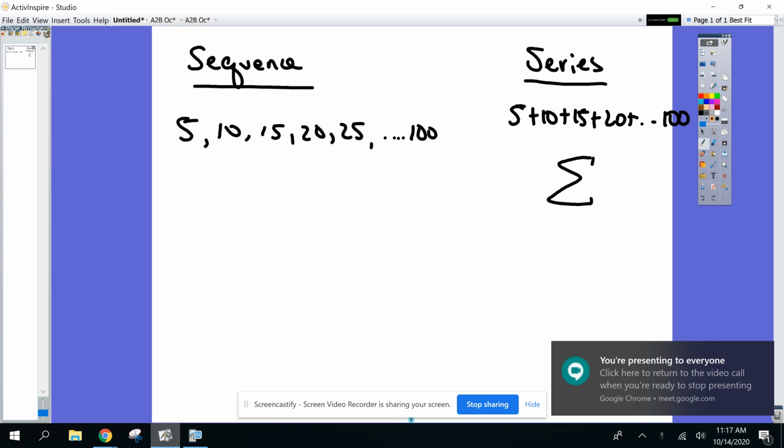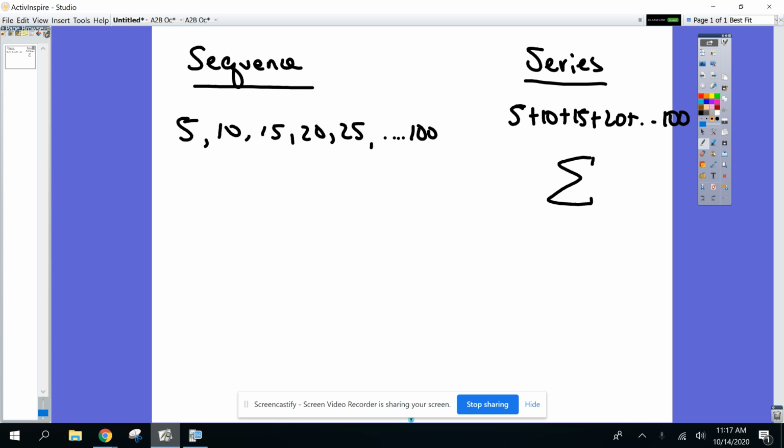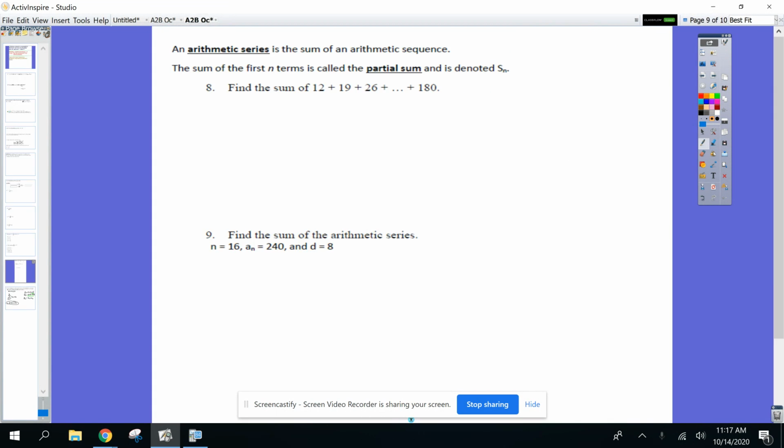Just a quick review of yesterday. You guys know what a sequence looks like. Arithmetic sequence, I add the same number. Well, now, when I start adding those numbers in the sequence up, I start referring to it as a series. And what we did on problem number 8 yesterday is we started building our own sigma. And we only did one.